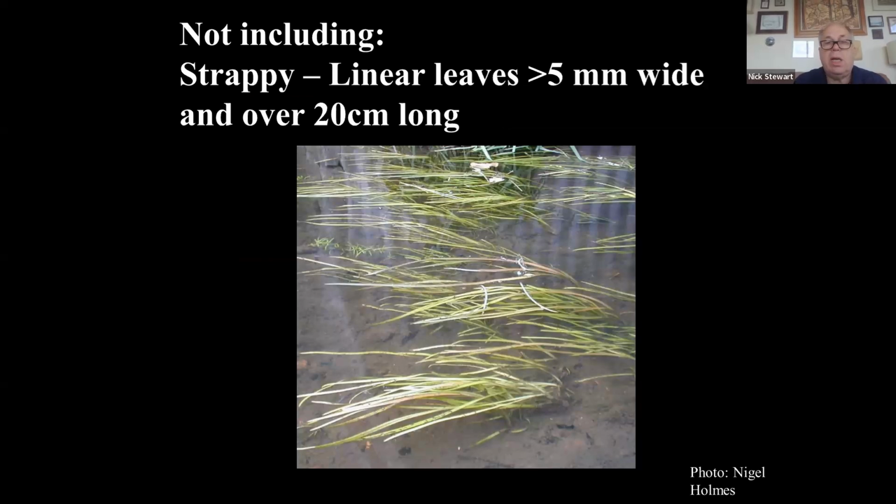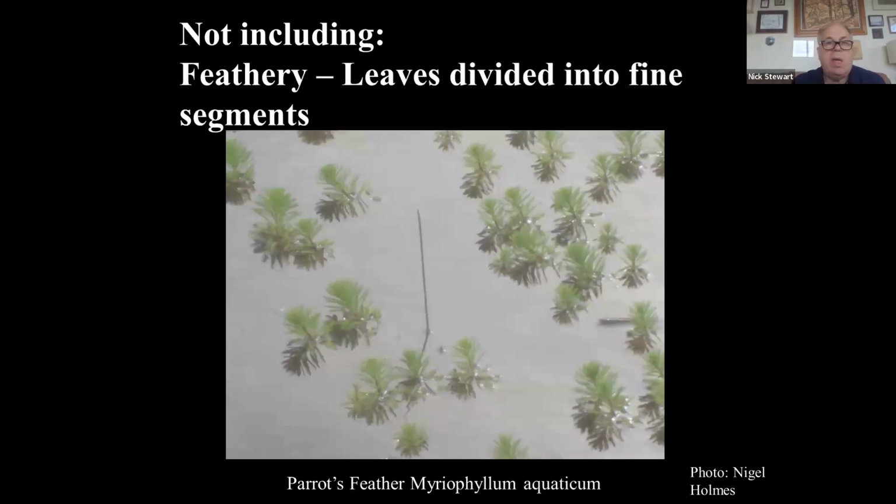I'm not going to cover today. There are a group of ribbon leaf plants which come up to the surface and have long linear leaves, which come in the strappy group, and those will be the subject of another webinar. Also, I won't be covering a number of feathery leaf things that sit on or above the surface.